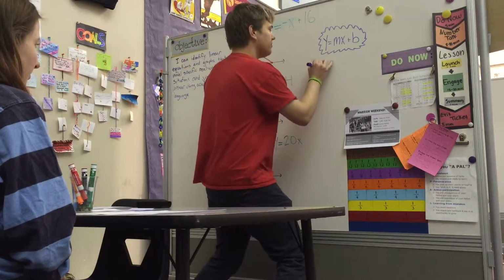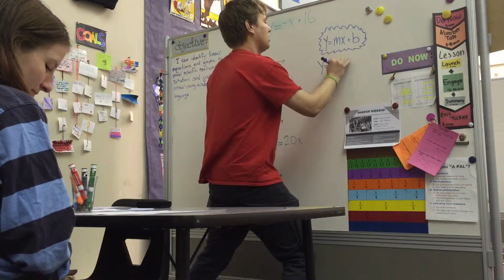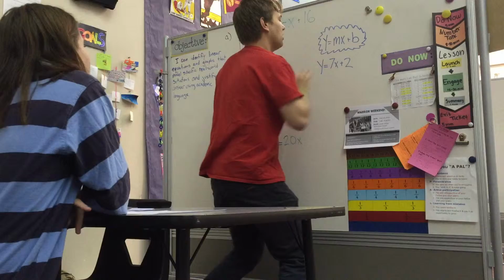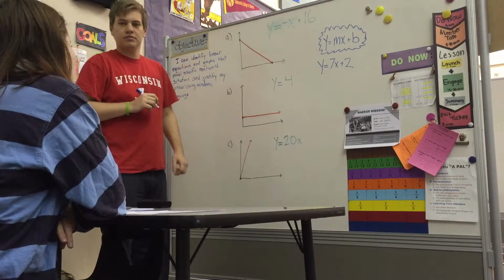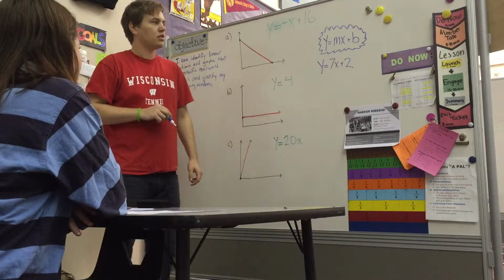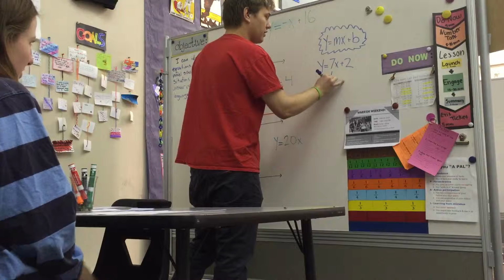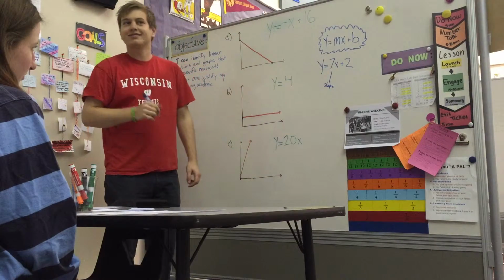If I gave you this linear equation, can you tell me, Claire, what the slope of this equation is? 7. And how'd you get that? Because that's the m, the one that's next to the x. Very good. And then Liz, what's the y-intercept here? Well, it's got to be 2. Got to be 2, right?